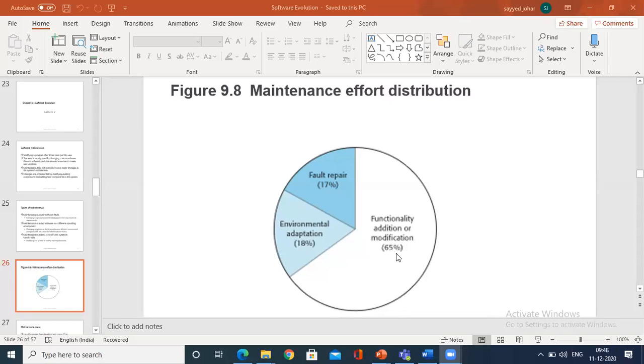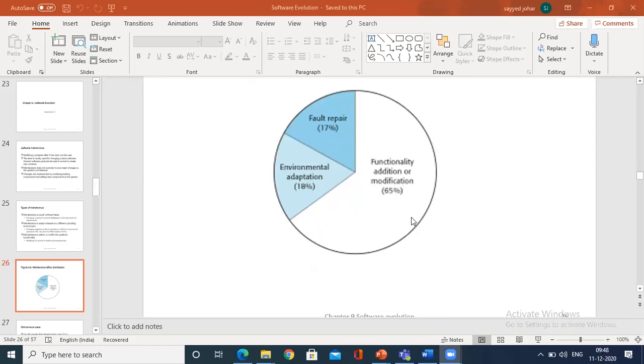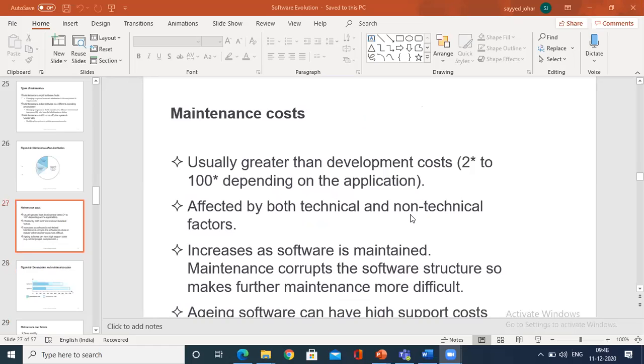This is an important topic, software maintenance, that is being asked. Explain the types of maintenance and explain it. So you need to explain with this diagram. Cost wise, you need to explain what could be the maintenance cost. Okay, so let me go further.